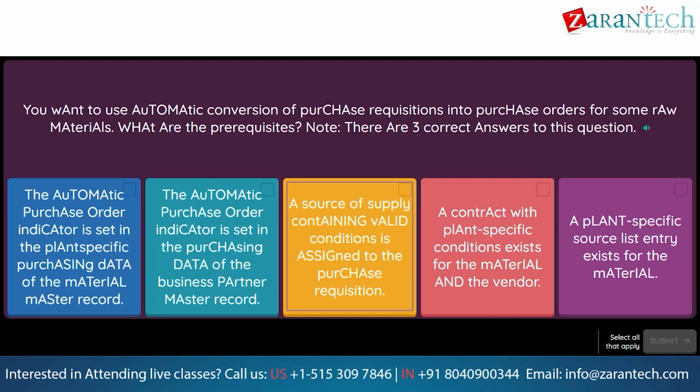Option 3: a source of supply containing valid conditions is assigned to the purchase requisition. Option 4: a contract with plant-specific conditions exists for the material and the vendor. Option 5: a plant-specific source list entry exists for the material.